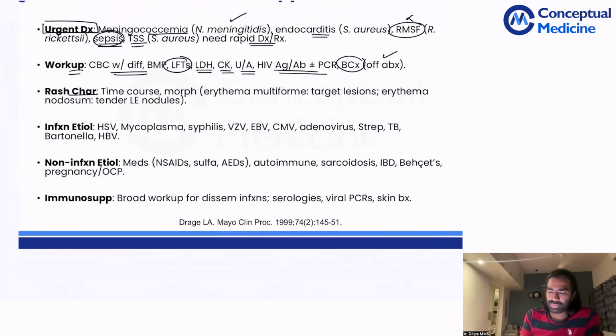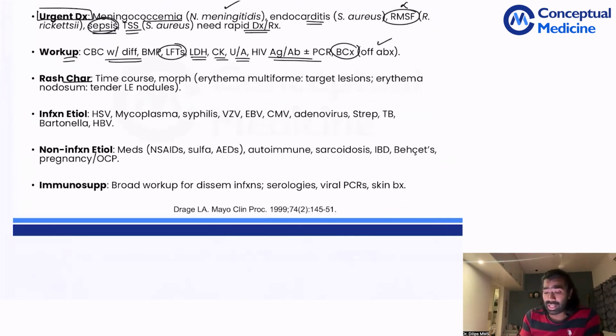Then you have to look at the rash: the time course, the morphology, and how the patient is looking. One of the common rashes that we see in practice is erythema multiforme, which I have a case for later on, and which presents in the form of target lesions. And then we have erythema nodosum, which is very common in streptococcal infection, TB, sarcoidosis, Behçet disease. IBD, anything can produce erythema nodosum. They present with tender lower limb nodules, especially over the shin.